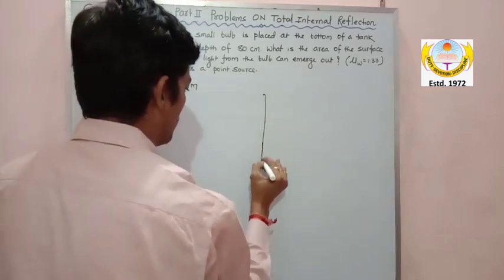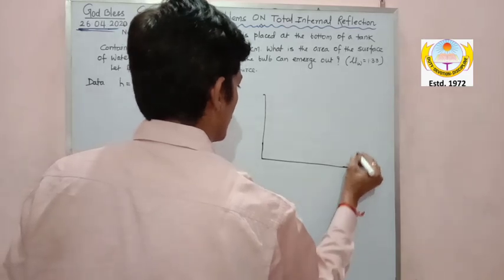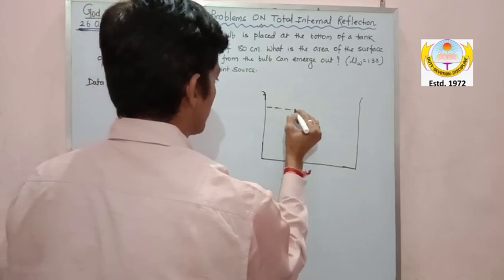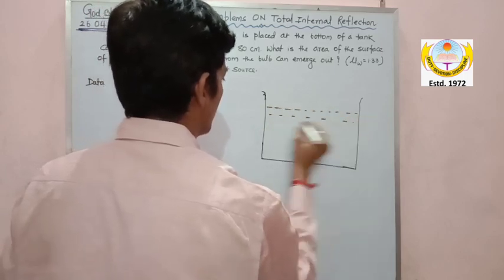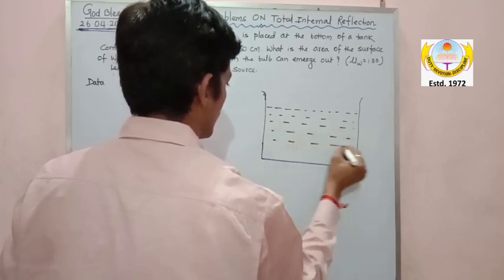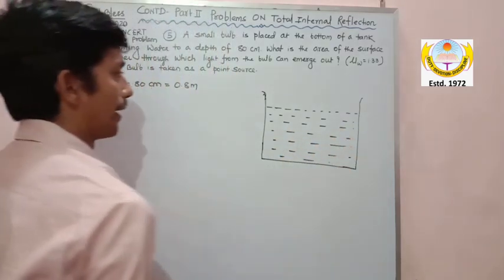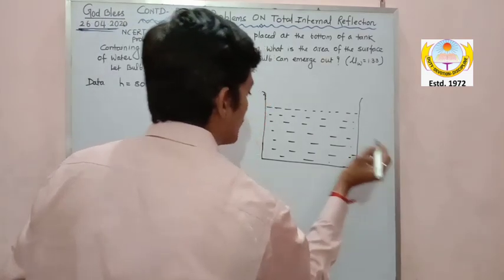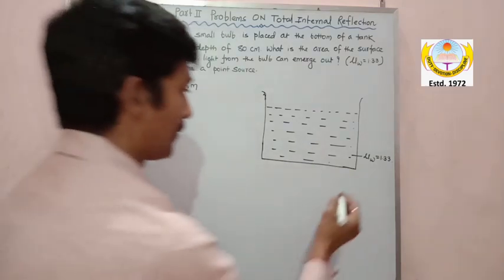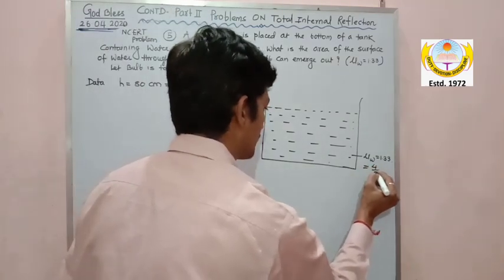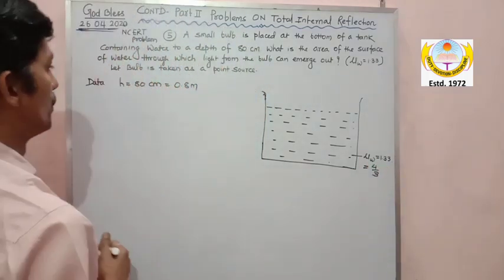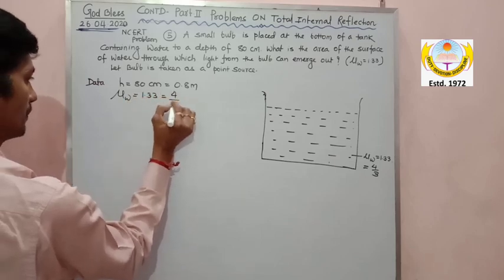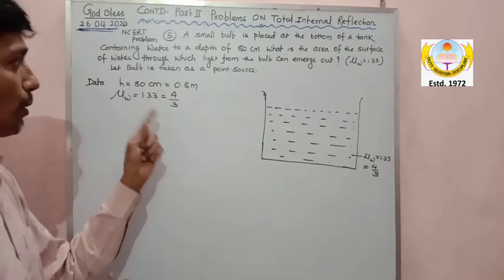Now my dear, once again draw the diagram here for the question. This is, say, a beaker containing water, and here I have drawn the surface. Now my dear, you all know that mu of water is given as 1.33, and 1.33 can be written as 4 by 3. Please have a habit of writing mu of water. That is, mu of water is given as 1.33, that is nothing but 4 by 3. So my dear, this is the data given.